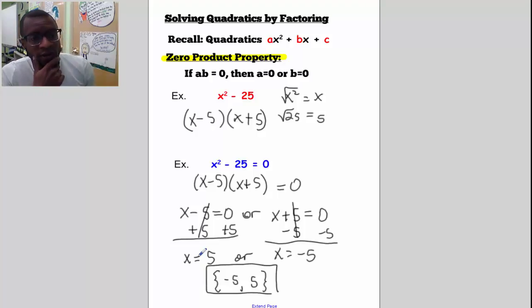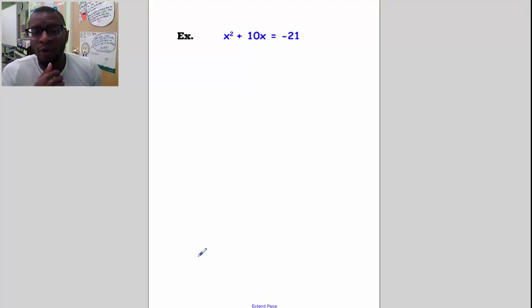Okay, let's look at another example. Now we have x squared plus 10x equals negative 21. Here, we want to solve this quadratic equation. But the first thing you must do in all quadratic equations is make sure that your right-hand side is 0.